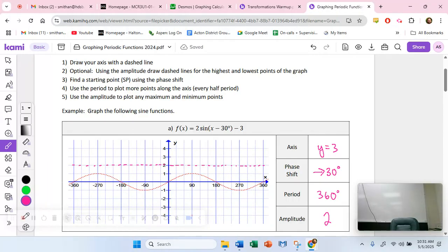So that said, as an optional thing to do, not everybody likes this because it can maybe make your graph a little more clunky. But if the amplitude is 2, draw some more dashed lines for how high you're going to go and how low.